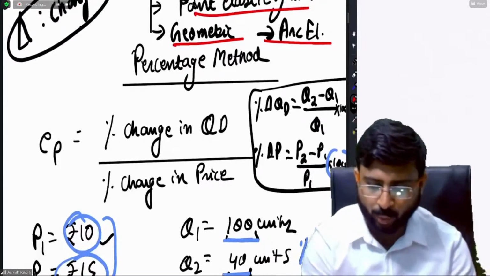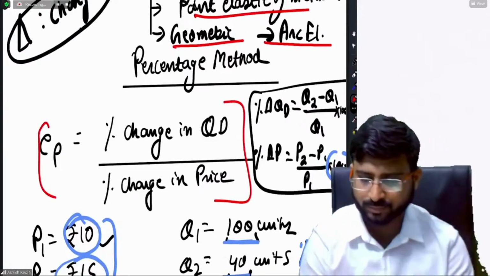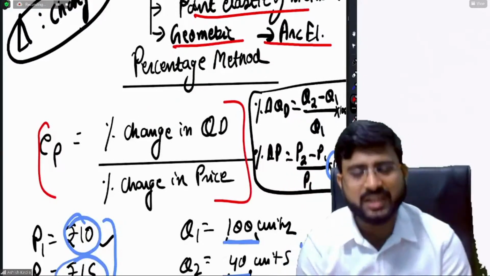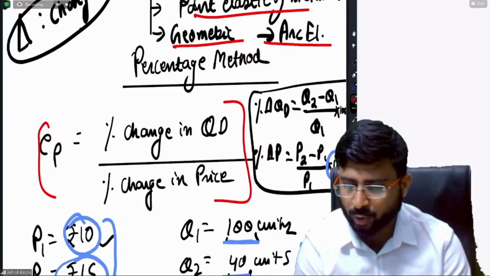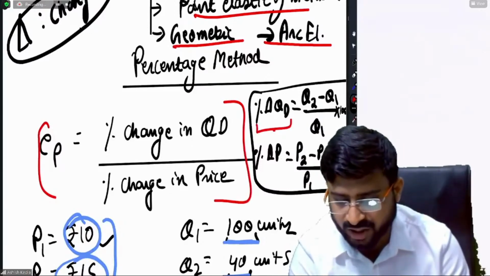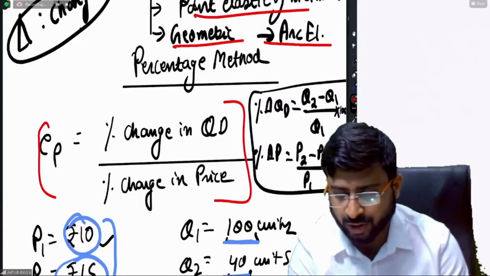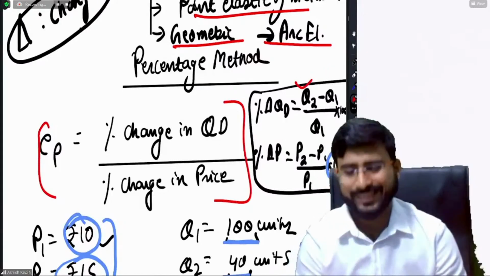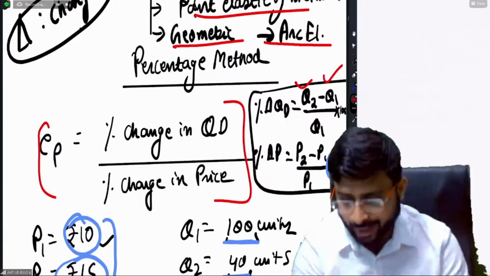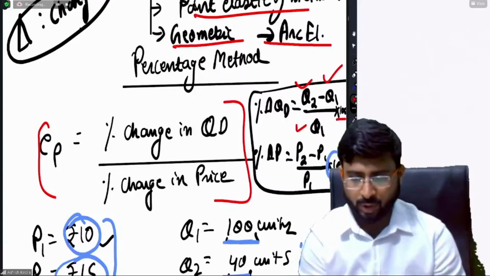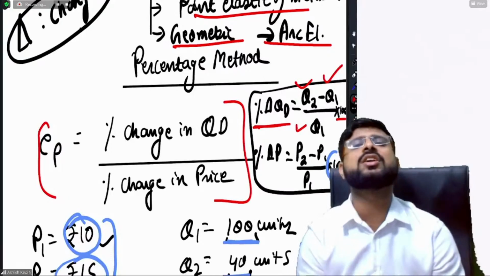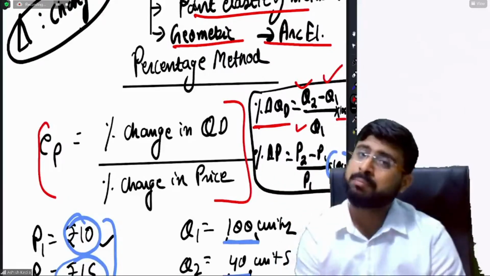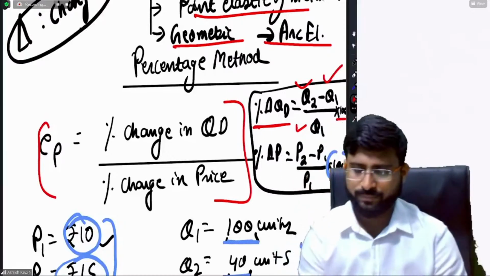I hope everybody has written it down. Then your question will be, sir, how do we calculate percentage change in quantity demanded? As you can see, percentage change in quantity demanded is computed like this: Q2 minus Q1 by Q1 into 100. That is, new quantity minus old quantity by old quantity into 100.